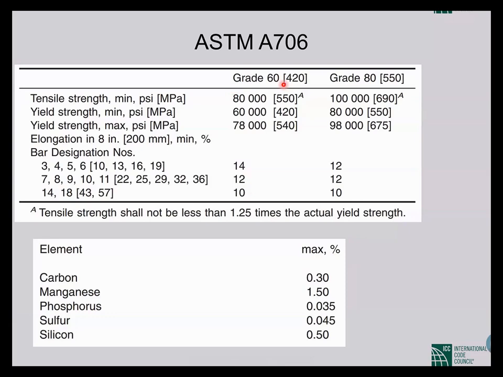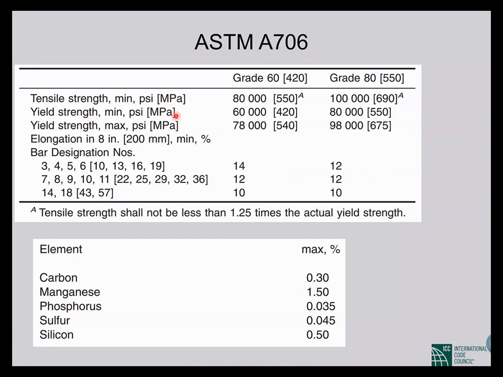Here we have grade 60, 420 megapascal, and grade 80 rebar, 550 megapascal. Remember, in our design, according to BNBC, we can never take any design strength more than 550 megapascal. So this is that grade, grade 80. But for special moment frames and special structural walls, we cannot use a grade higher than this, even in this standard, ASTM A706. We cannot use grade 80, according to BNBC 2020.